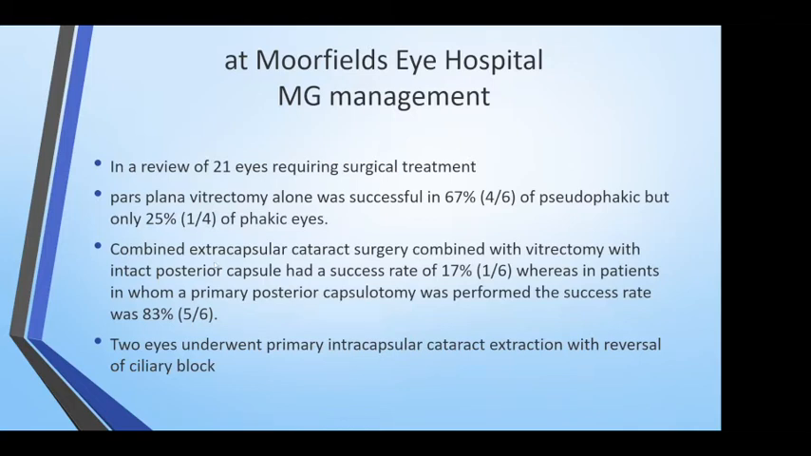What does this second point tell you? It tells you that the relationship between the posterior capsule and the anterior hyaloid face is very important in treating malignant glaucoma. Even though they removed the lens and did a vitrectomy, it did not solve the problem in many cases. The success rate was only 17%. But in those where they removed the posterior capsule, the success rate jumped really high. That means that's where the most problem is. And two eyes needed the whole capsule to be removed in order to reverse the ciliary blockage.